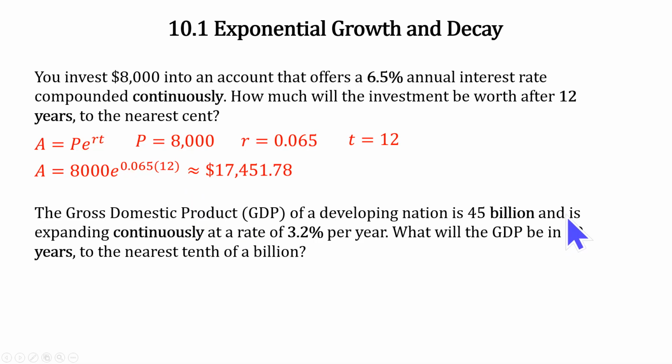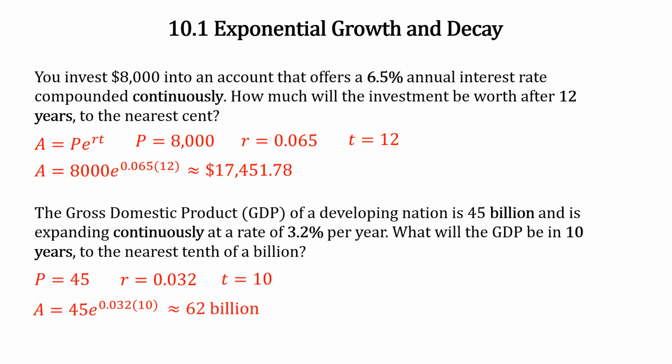The GDP of a developing nation is $45 billion and is expanding continuously at a rate of 3.2% per year. What will the GDP be in 10 years, to the nearest tenth of a billion? So we start with 45, 0.032, 10, and we get right at $62 billion.